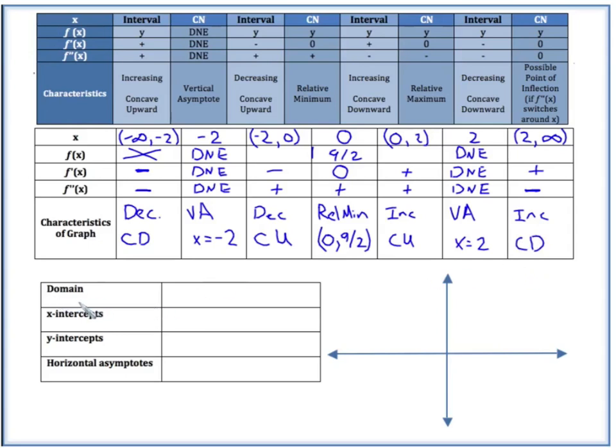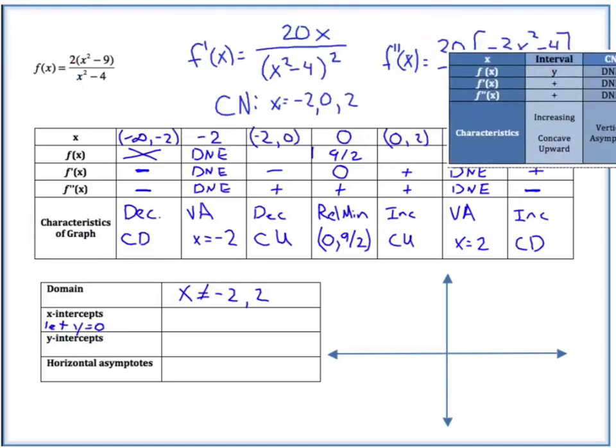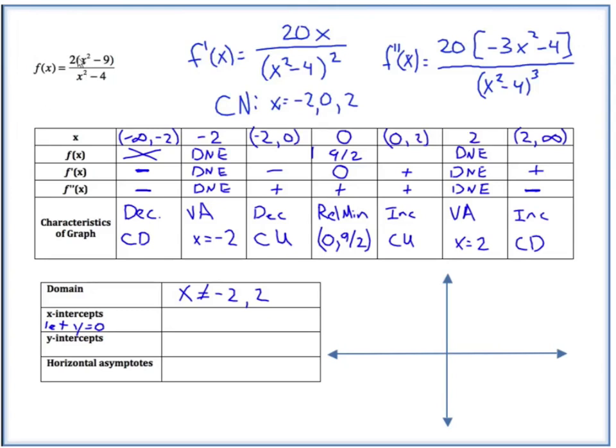All right, so a couple other things that we want to write before we can actually sketch this are listed here. The domain, well, it's all real numbers except -2 and 2. We also want to find our x-intercepts. So if we want to look for x-intercepts, we let y equal 0. So if we let y equal 0, let's go back to our function again. Okay, so we would just say 0 equals this guy. Well, that's going to equal 0 where the numerator is 0. And we can see that that's going to happen at 3 and -3. So we actually get the points -3, 0, and 3, 0.